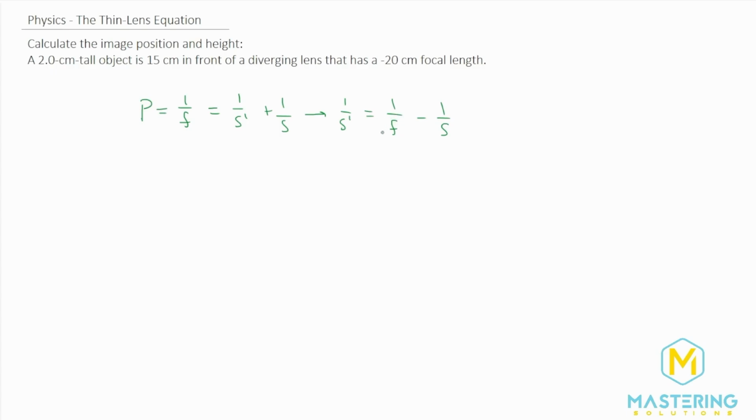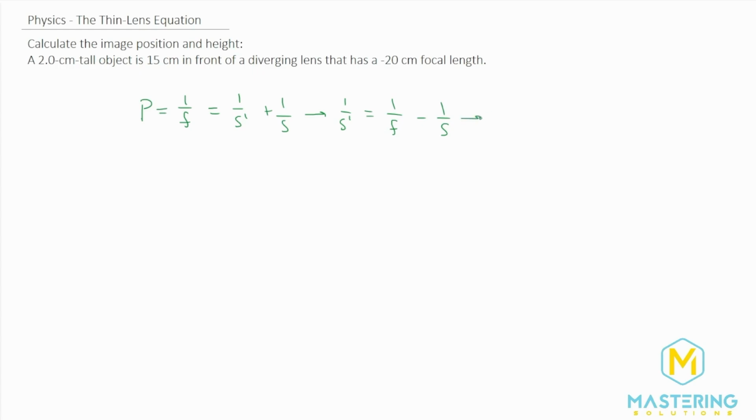With a diverging lens, remember that the focal length is always going to be negative, like they've indicated right here, which means that any power of a diverging lens is always going to be negative. We'll learn in the next chapter that that's how you correct someone's vision who is nearsighted.